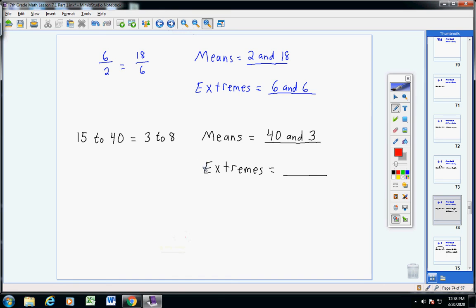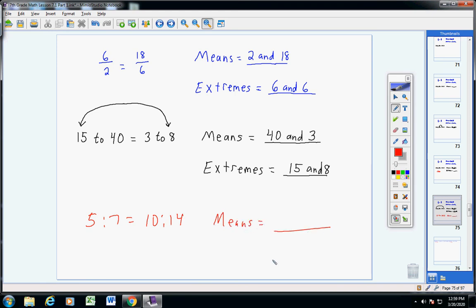All right, let's practice one more time using ratios that are written with a colon. Let's go ahead and make one up. 5 to 7 equals 10 to 14. Please pause the video and write down the means. Students, you should have written down these two numbers, 7 and 10. Now pause the video and write down the two extremes. You should have written down 5 and 14.